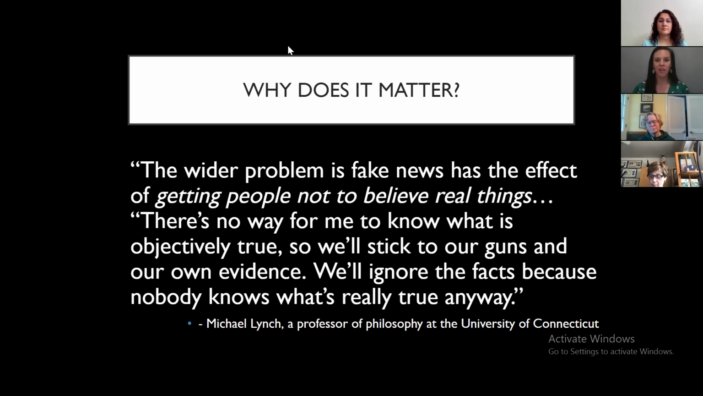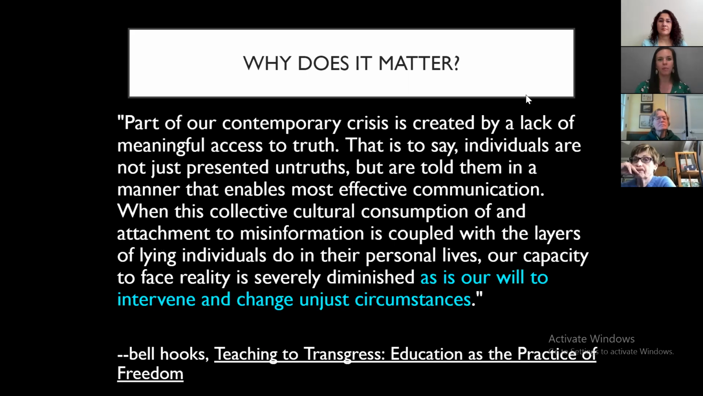And, not to be philosophical, but there is truth out there. There's science, there's facts, there's actual events that transpired and happened. There is truth out there. But as a culture, we've become so mistrustful of the idea of that even existing that that's really problematic. And finally, I think it's problematic in the way that bell hooks describes it here. Part of our contemporary crisis is created by a lack of meaningful access to truth. That is to say, individuals are not just presented untruths, but are told them in a manner that enables most effective communication.